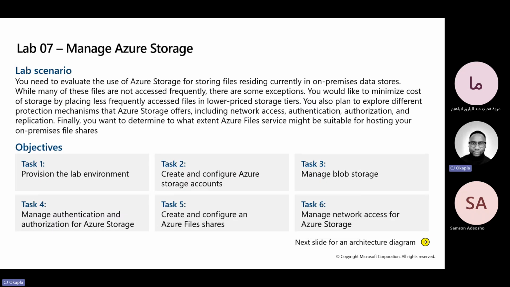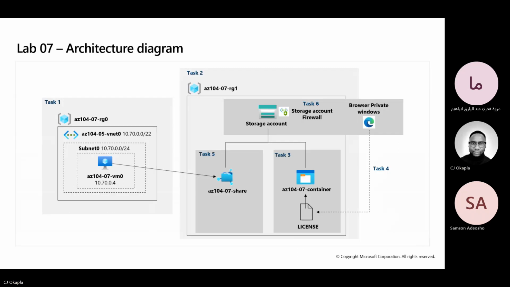Task 4 is to manage authentication and authorization for the Azure storage. So you have a kind of license where you can do your authorization and authentication to control who needs to access it. It is a kind of protection to check identity and access management. You have a browser-based private window to access that in the form of a license.